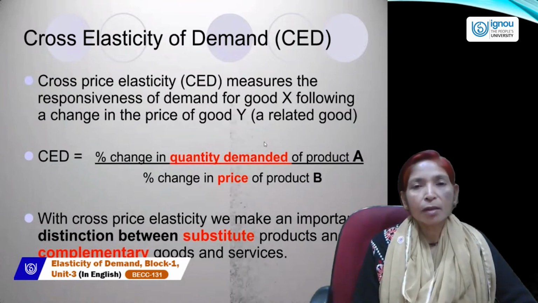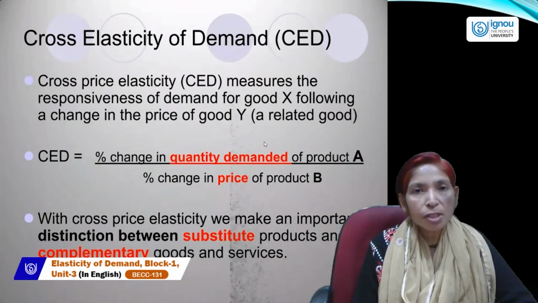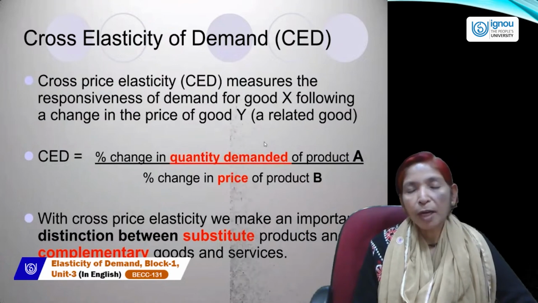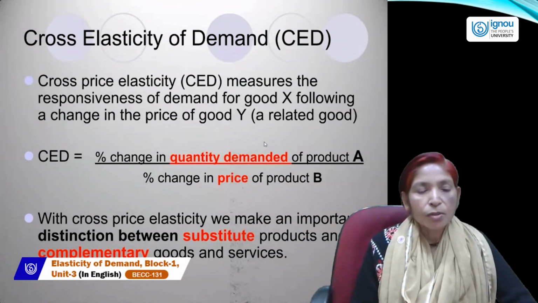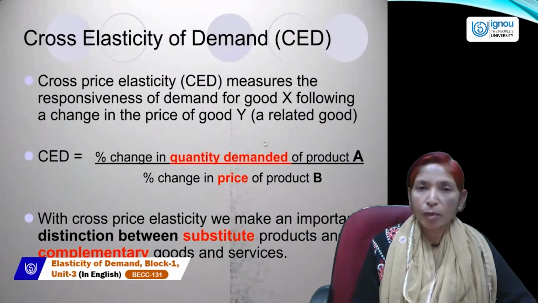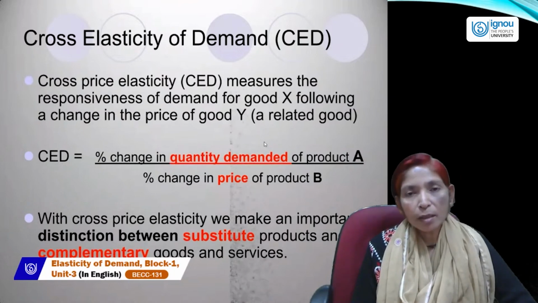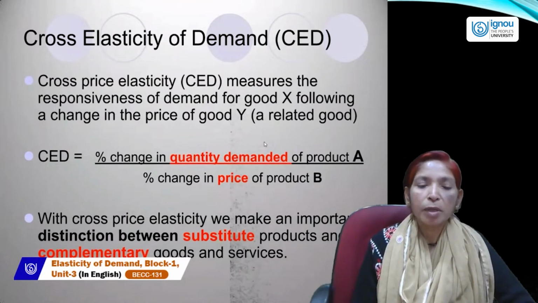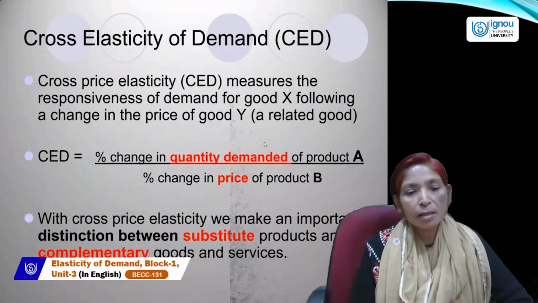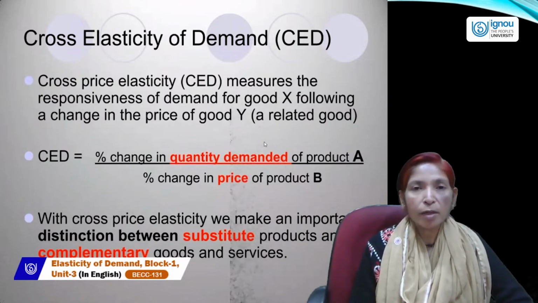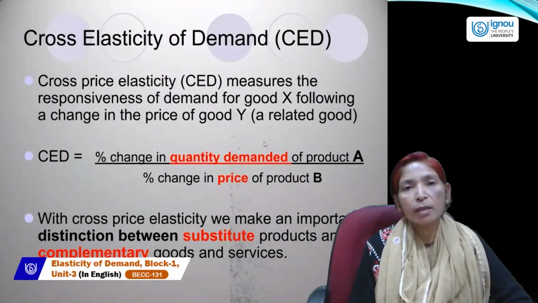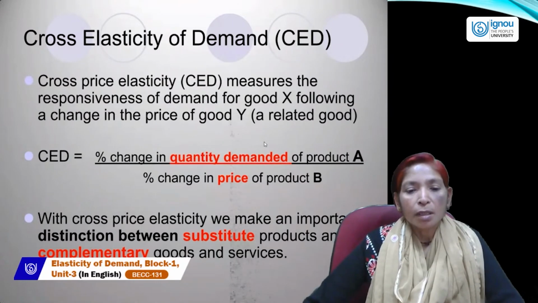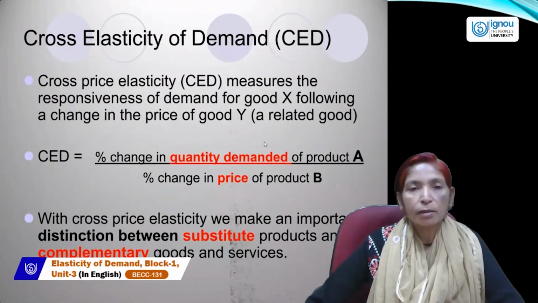And cross elasticity of demand generally measures the responsiveness of change in one commodity's demand due to change in price of the other commodity. So the CED, cross elasticity of demand, formula is percentage change in quantity demanded of A product due to percentage change in price of B product. With cross price elasticity, we make an important distinction between substitute goods and complementary goods and services. So substitute goods and complementary goods both are known as related goods.